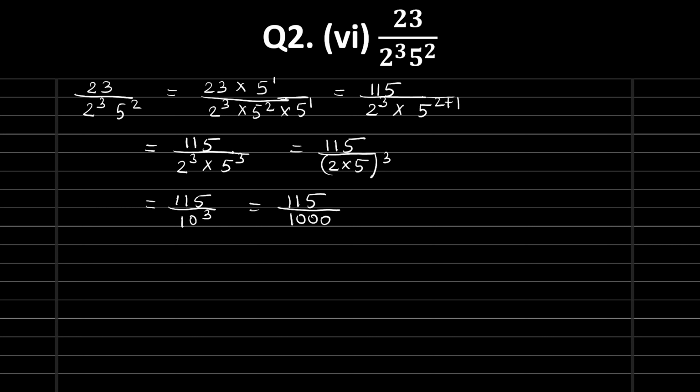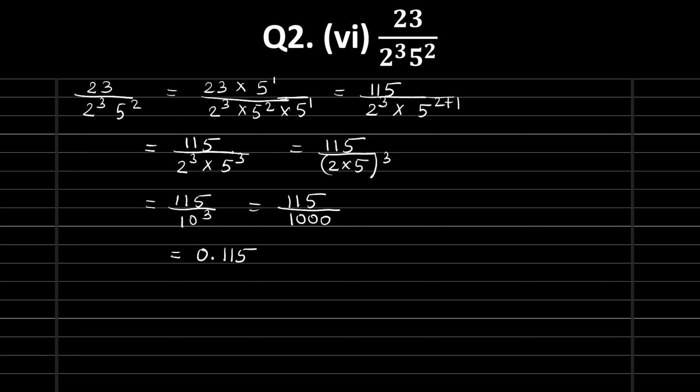Now, what we will do? Since we have 3 zeros in the denominator, therefore, we will shift the decimal point, which is after 5, 3 places towards the left side. So, therefore, we will be doing it as 0.115. This will be the decimal expansion of 23 upon 2 raised to 3 into 5 raised to 2.